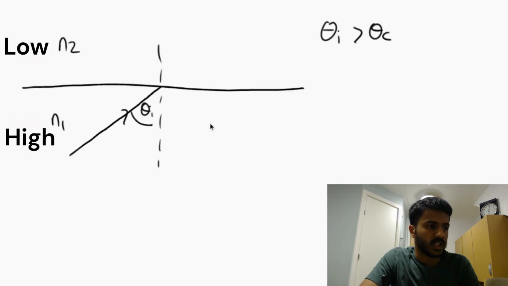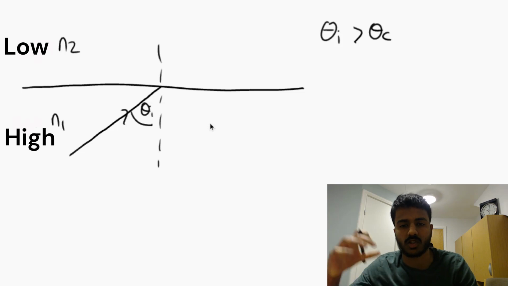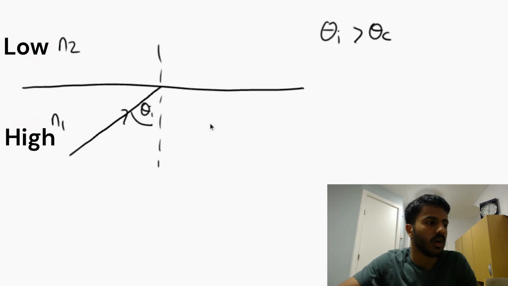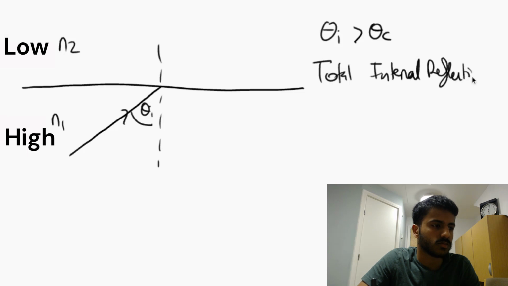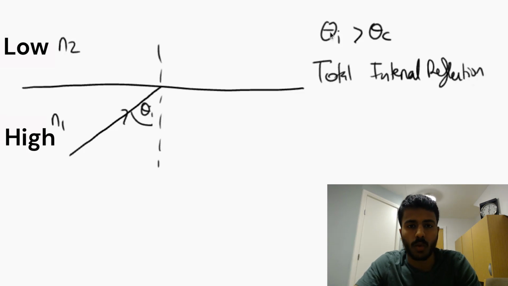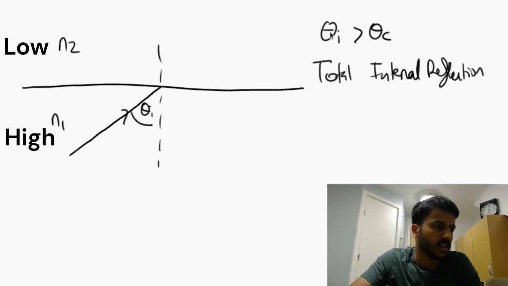But what if I was more curious and I wanted to see what happens if I increase the angle such that it is greater than the critical angle? If theta I is bigger than theta c, if the angle of incidence is greater than the critical angle, what's going to happen is an event called total internal reflection. What that means is this ray will no longer be refracted, but instead it will get reflected back.